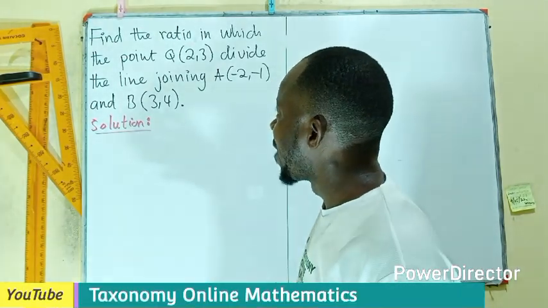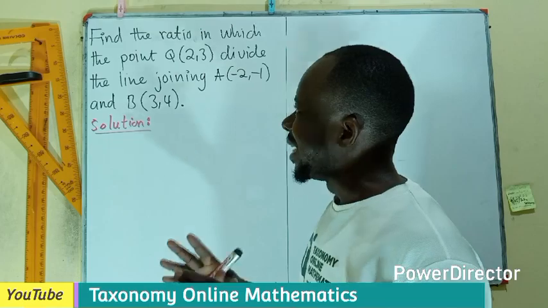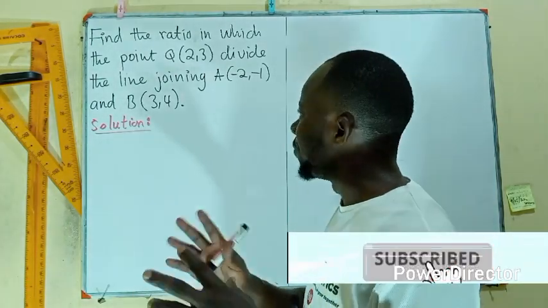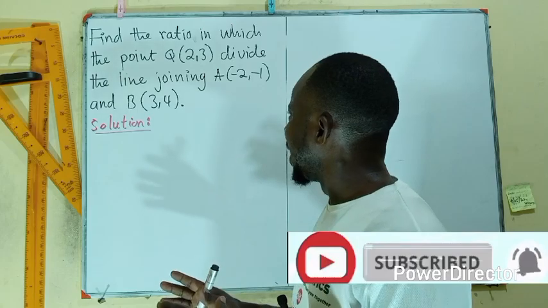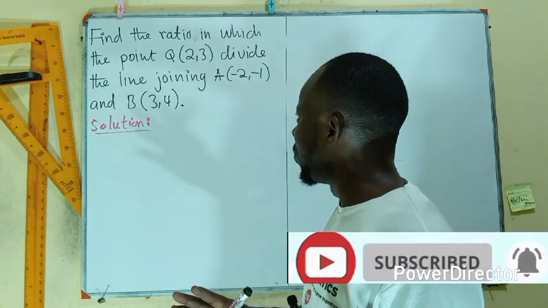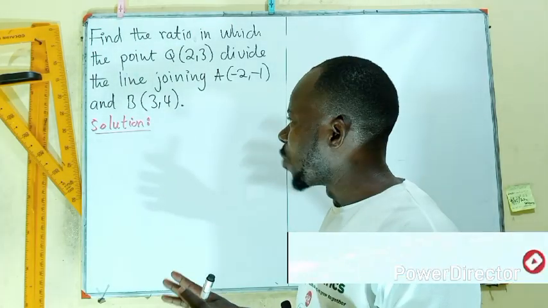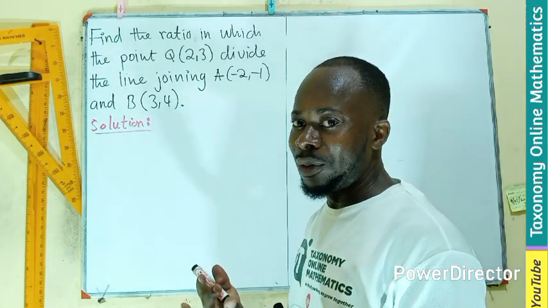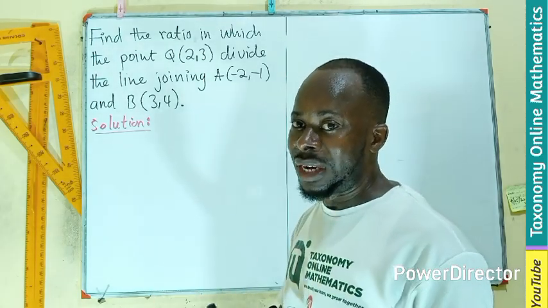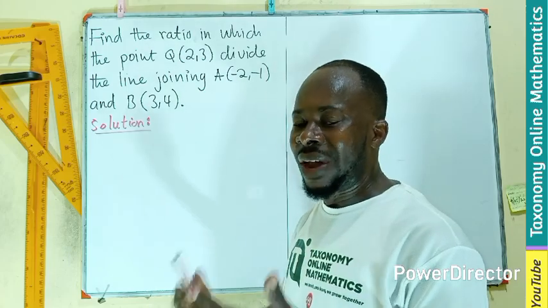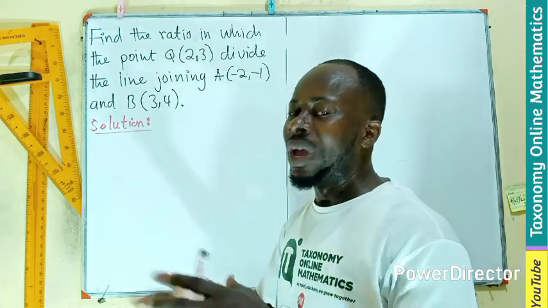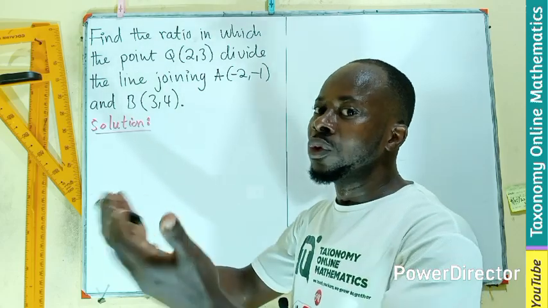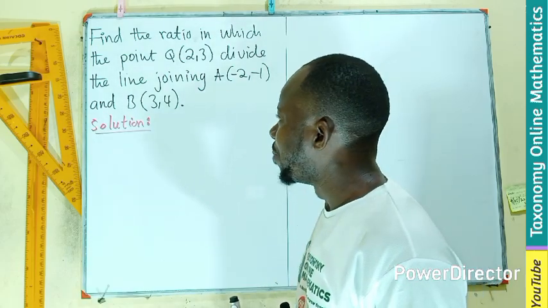Coordinate geometry 1. Find the ratio in which the point Q, which is (2, 3), divides the line joining the point A, which is (-2, -1), and B, (3, 4). If you check the episode I did on coordinate geometry 1, as in the internal and external division of a line, we have a formula that can be used. How we deduce those formulas, you can check that out in the playlist.